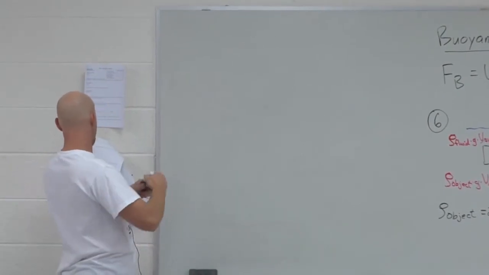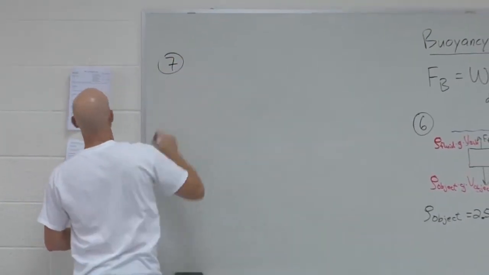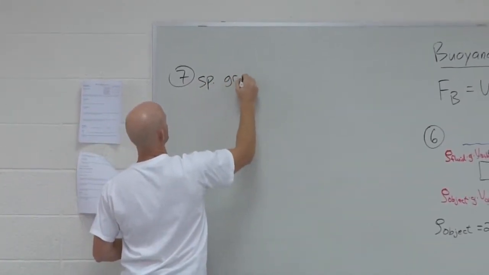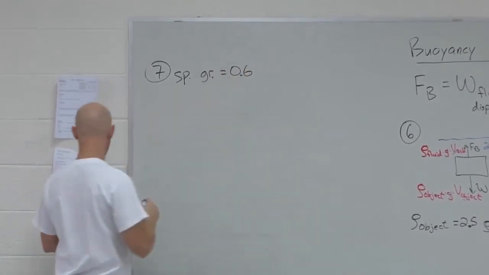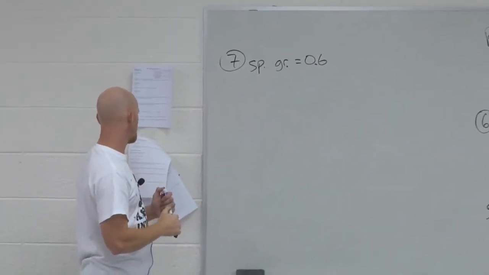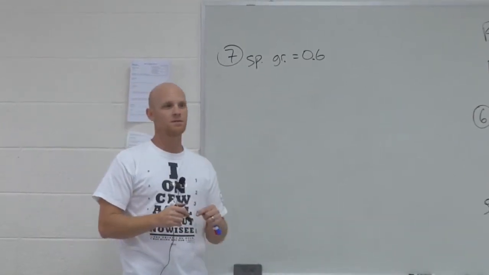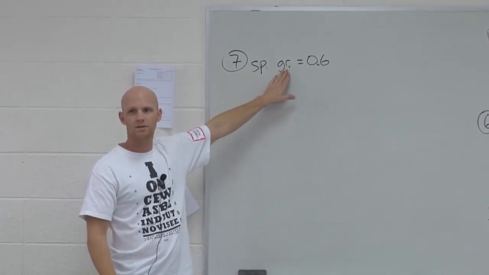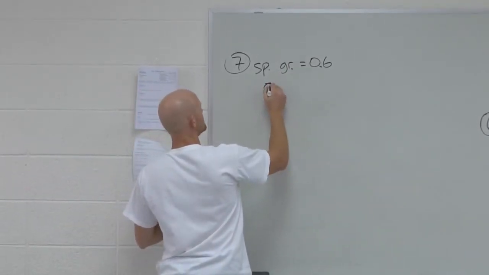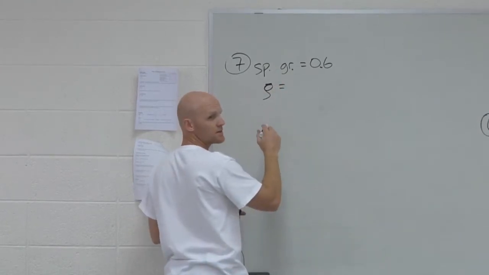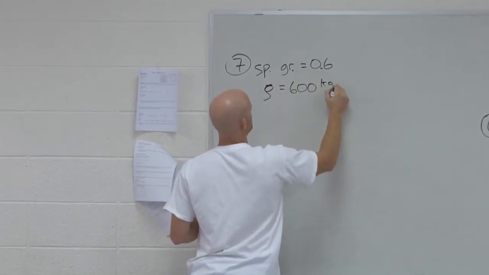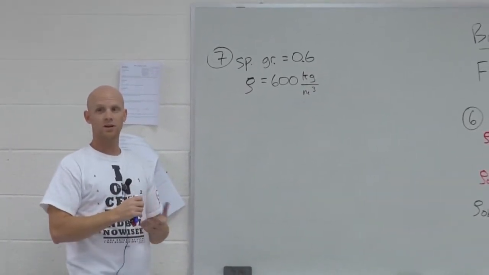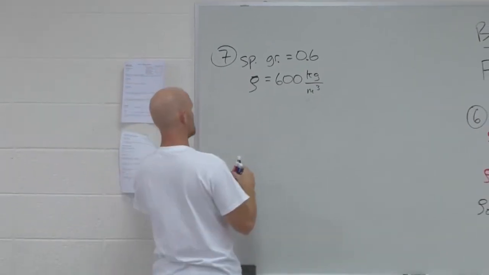All right, one more example before we take a break here. Number 7, a block of wood having a specific gravity of 0.6 is floating in a pool of water. What percentage of the block of wood is above the surface? So first thing I look at this thing and I say, more dense or less dense than water? Less dense than water. In fact, what would its density be? Good, 600 kilograms per meter cubed. And so does it make sense that they're talking about this object floating in water? Yeah, less dense than water.